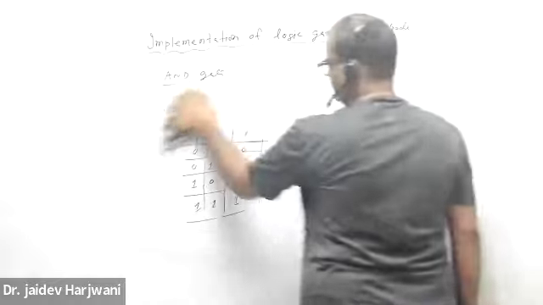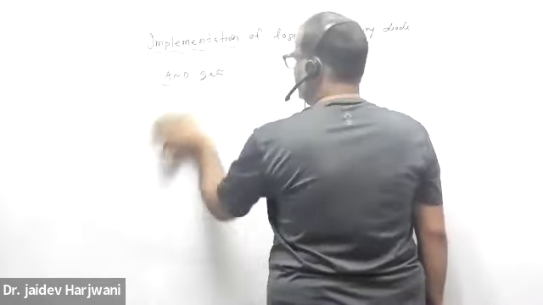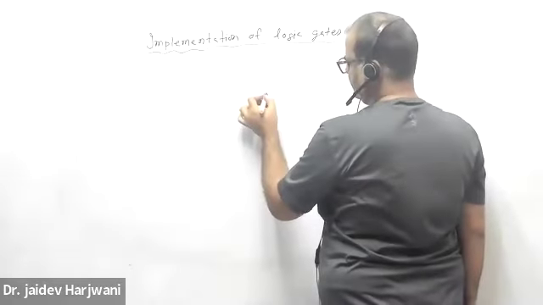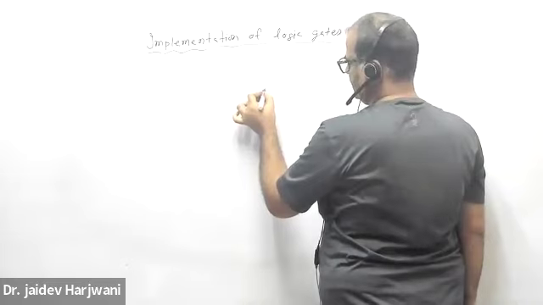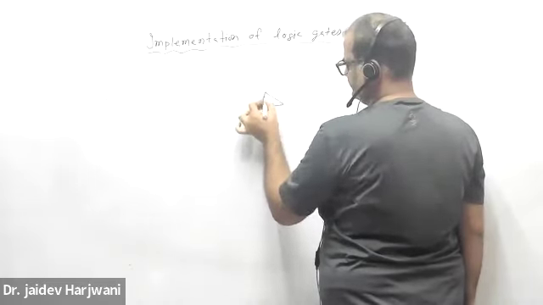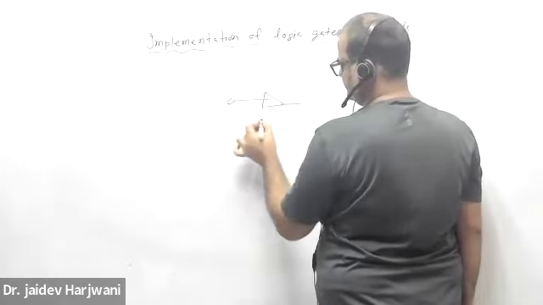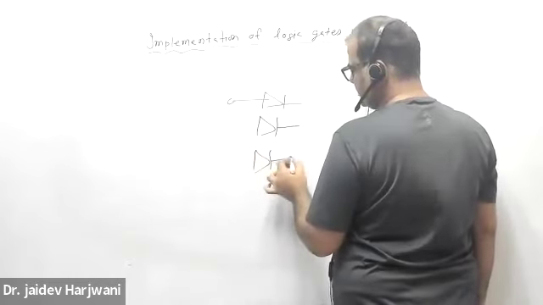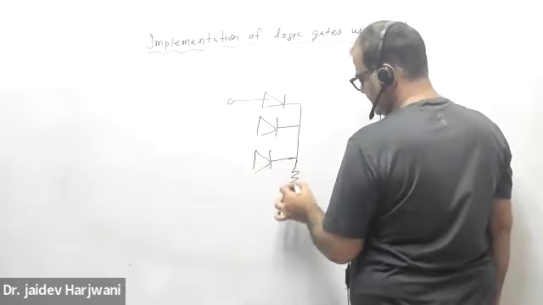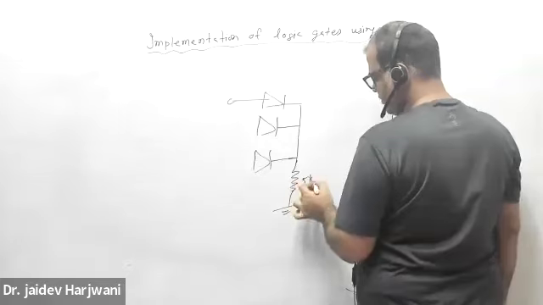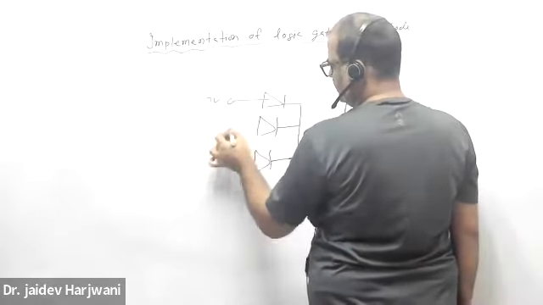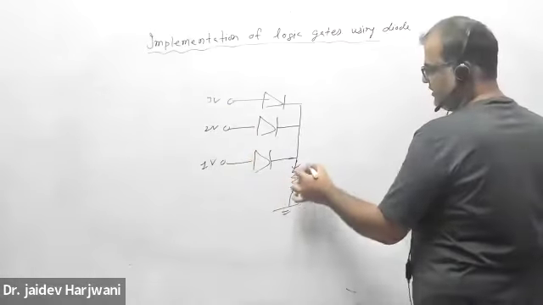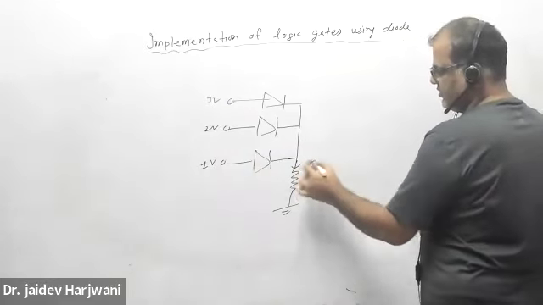AND gate. Now let us see some problem based on this AND gate. Now say you have a diode. I can use, instead of 2, I can use 3 also. And say here, this is 5 kilo ohm. Here I am putting 3 volt. Here I am putting 2 volt. Here I am putting 1 volt. Okay. Tell me what is the current in the resistor and what is the V naught.